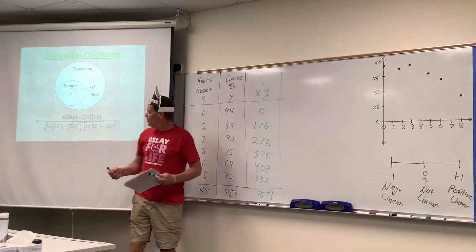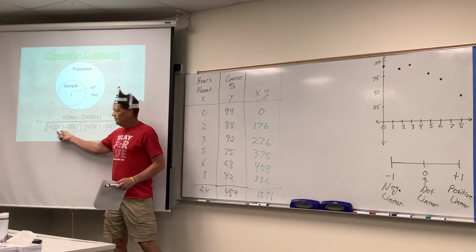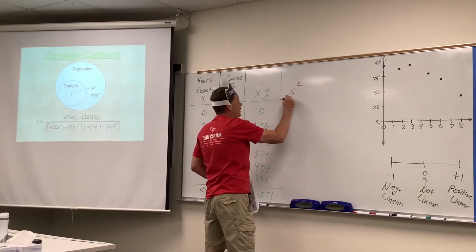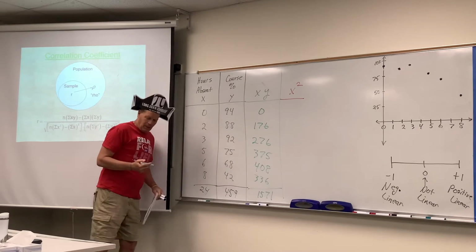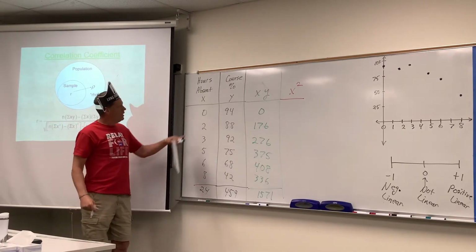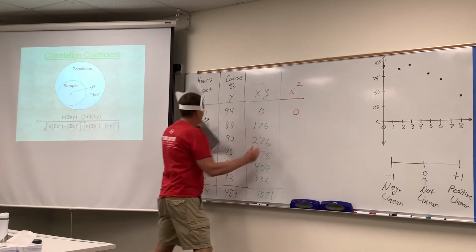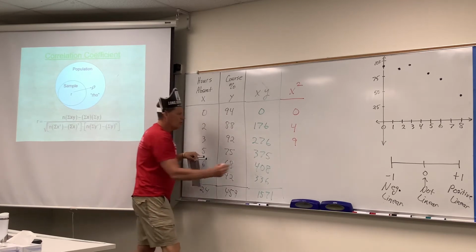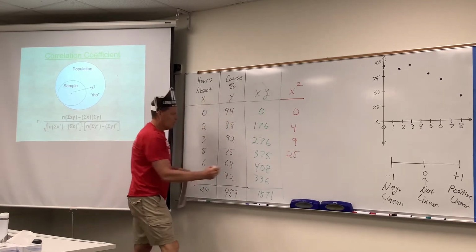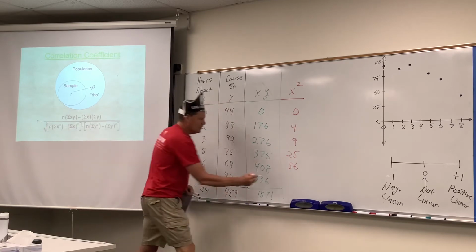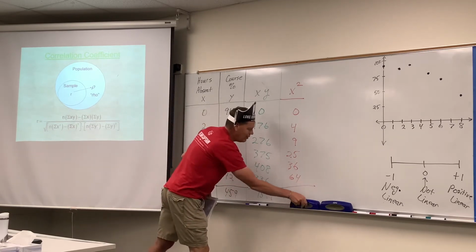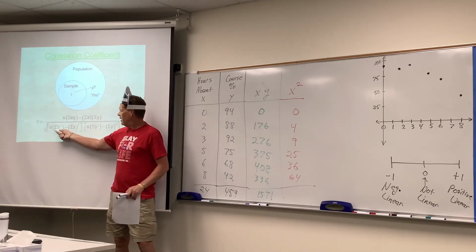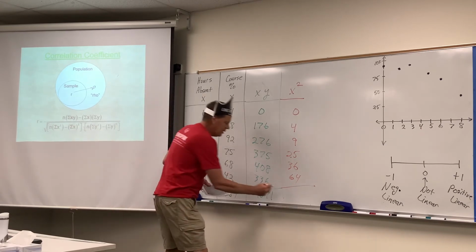You also notice this formula has a sigma x squared in it, down here on the bottom. So we make another column where we square all the x's. I'm putting this in red. So 0 squared is 0, 2 squared is 4, 3 squared is 9, 5 squared is 25, 6 squared is 36, and 8 squared is 64, and then we add those up. That would be square each x, and then add it up. So that column adds up to 138.